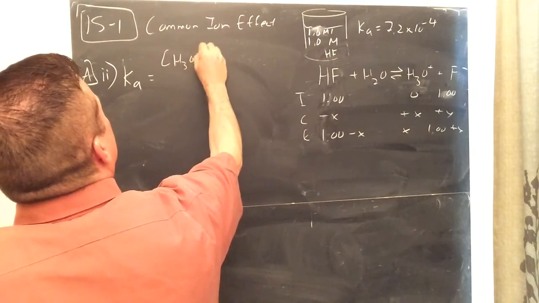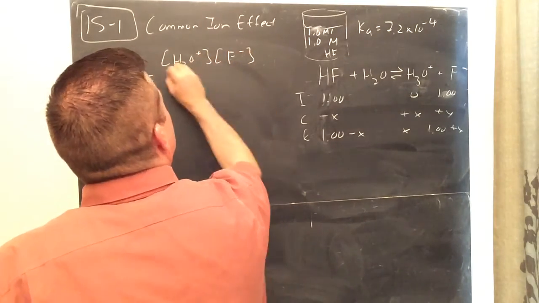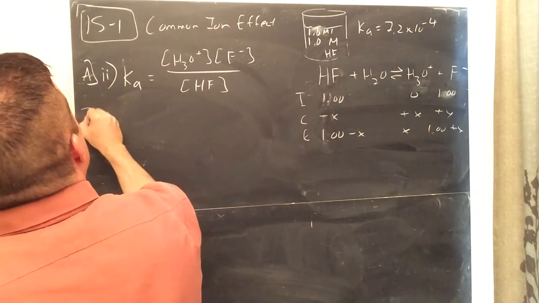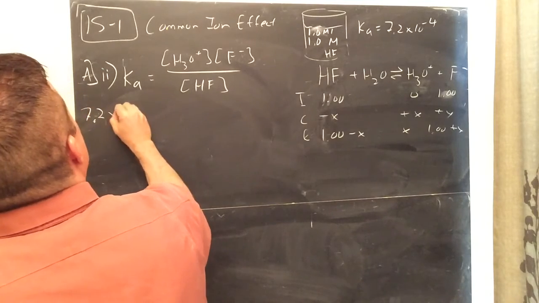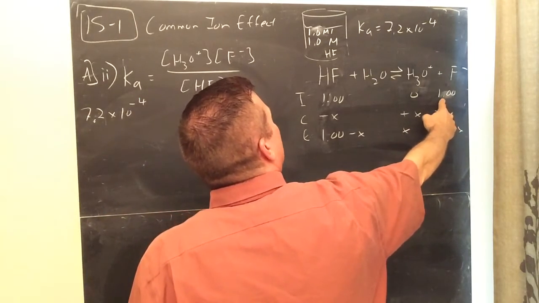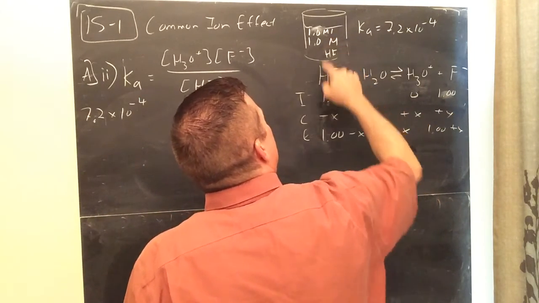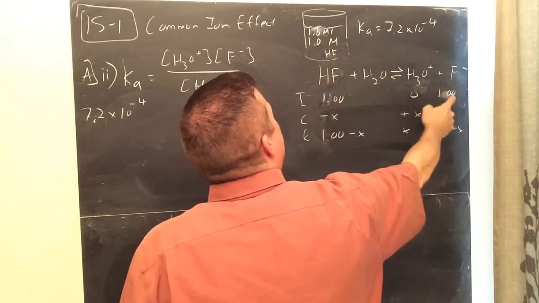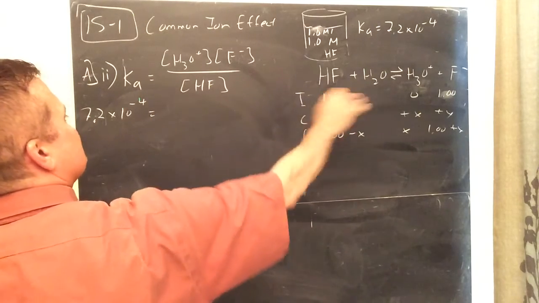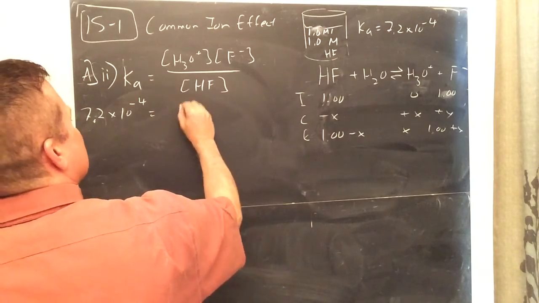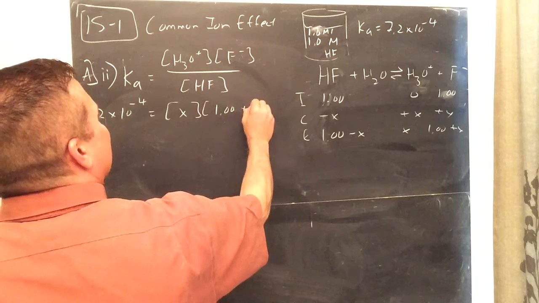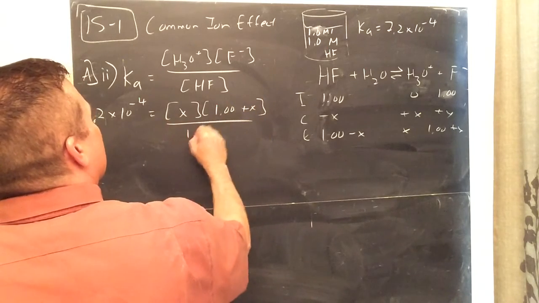H3O times F negative over HF. So we use the same Ka value. It's still hydrofluoric acid. So what you're kind of saying is, how is the fact that we have 1 molar fluoride added to this initially, how is that going to affect what HF does in its equilibrium, the equilibrium of the HF system? And it will. Okay, so it'll be X times 1 plus X for F negative over 1 minus X.